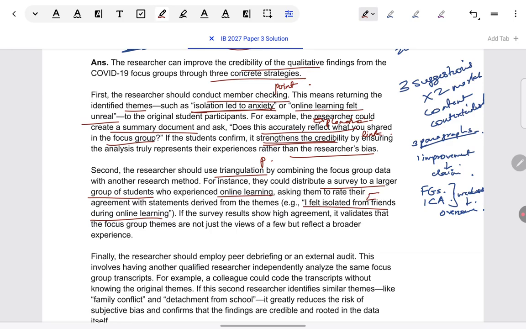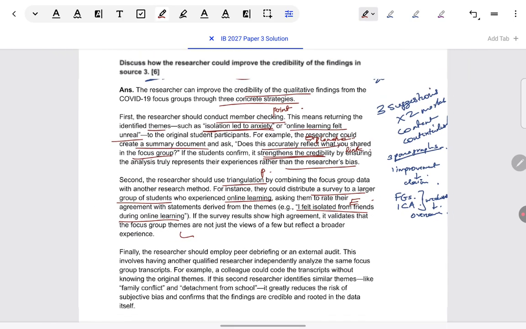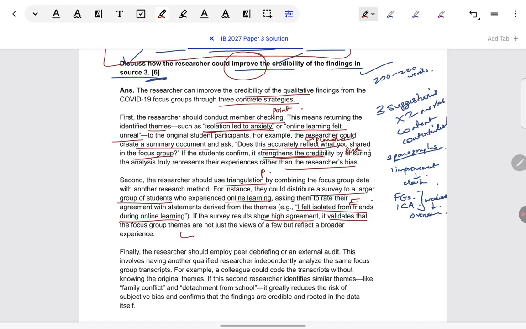And to link back, how does this improve? If we use this survey and it shows high agreement, it will help to cross validate what has been found in the focus groups. We will be able to be sure that what has been found in the focus groups is credible or correct. Finally, peer debriefing or external audit can be done.